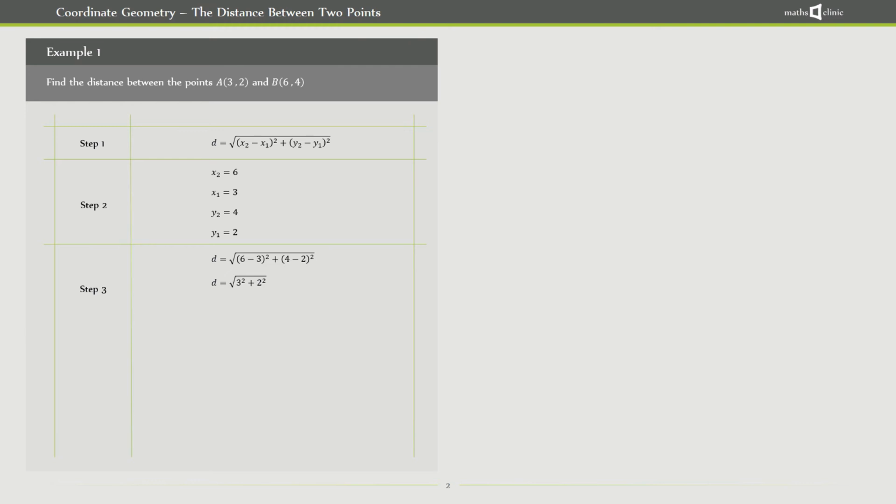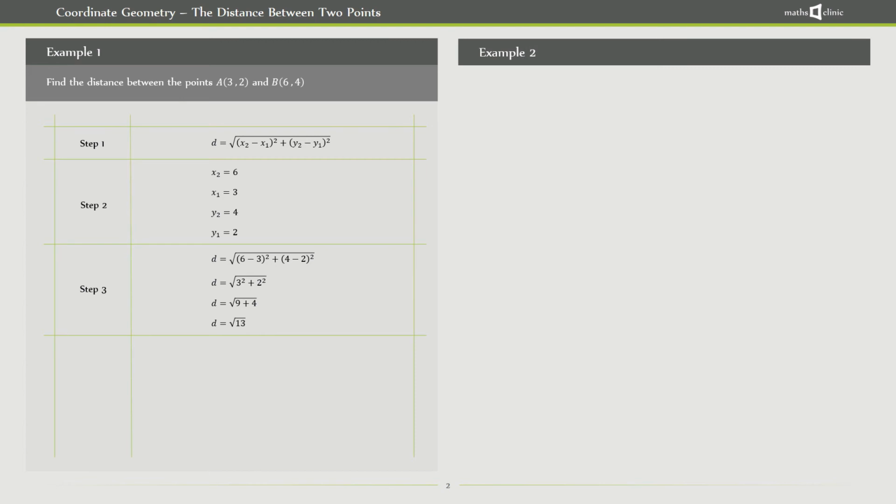Then 6 minus 3, you have 3, and 4 minus 2, you have 2. So d equals the root of 3 squared plus 2 squared. Then you have that d equals the root of 9 plus 4, and you have that d is root 13. And I don't think we can simplify any further. So we have d as root 13.